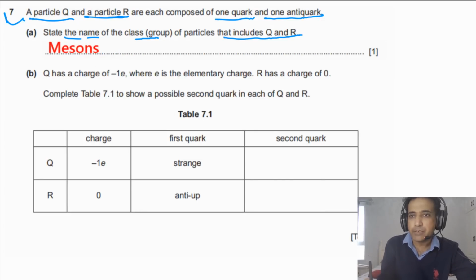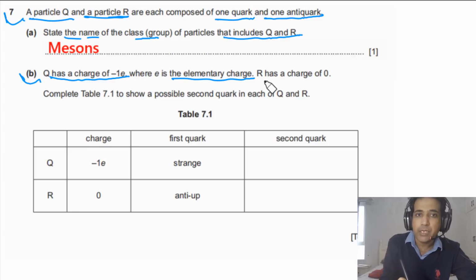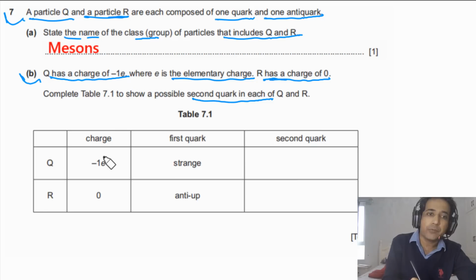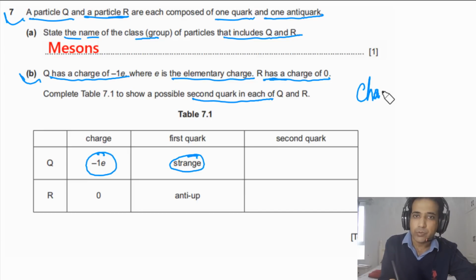For part B, it is given that Q has a charge of -1e, where e is the elementary charge, and R has a charge of 0. Complete table 7.1 to show a possible second quark in each of Q and R. First of all, we need to understand that the total charge is given to us. The charge on Q is equal to -1e.